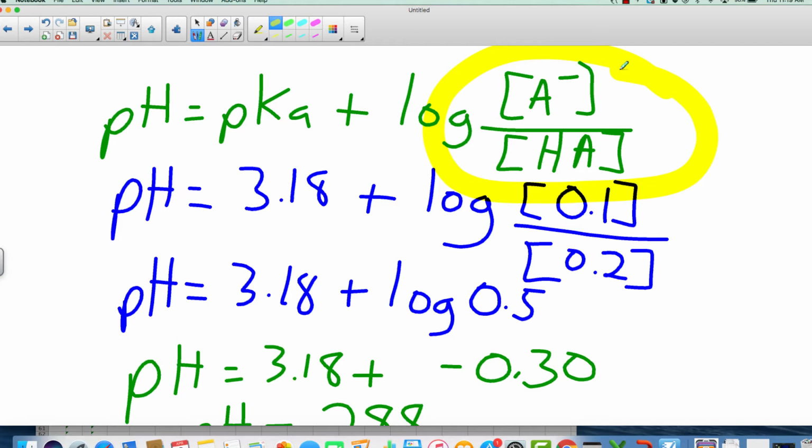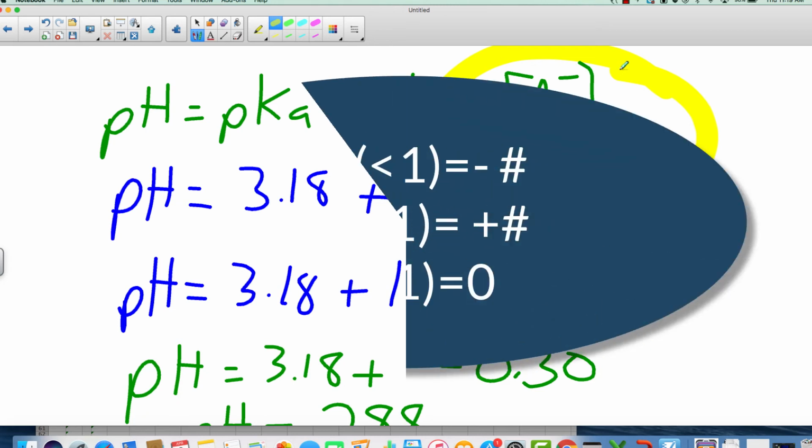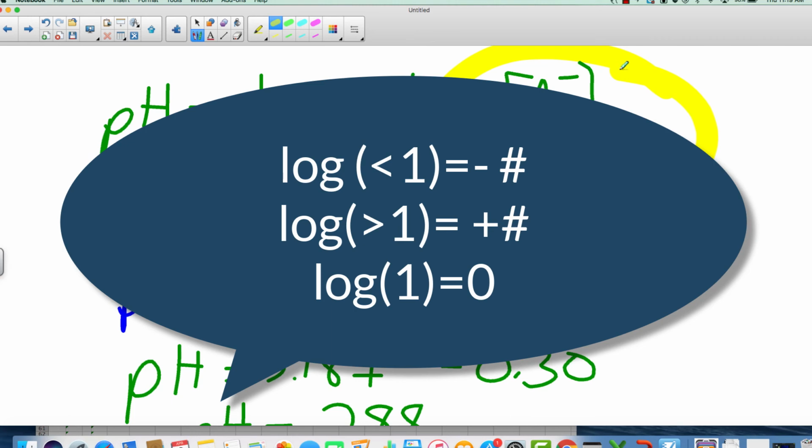You should know what happens when you take a log of a number. If A- is 0.1 and HA is also 0.1, then the log of 1 is 0. You know that that goes to 0. So if the amounts of A- and HA are the same, then pH is just going to be equal to pKa. If the amount of conjugate base is greater, so let's say that A- is 0.2 and HA is 0.1, the log of 2 is going to be a positive number. So the log of any number greater than 1 is a positive number. The log of any number less than 1 is going to be a negative number.